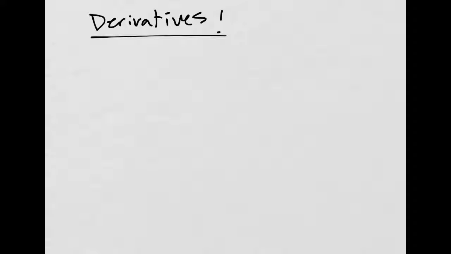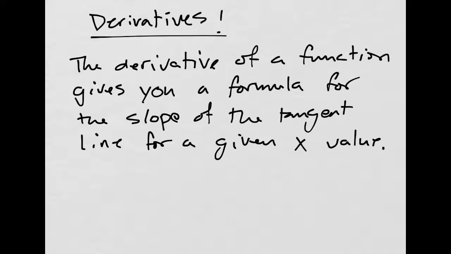We look at the derivative today. So let's talk about derivatives. The derivative of a function will give you the formula for the slope of the tangent line. That's something that you need to have stuck in your brain, always, always, always.